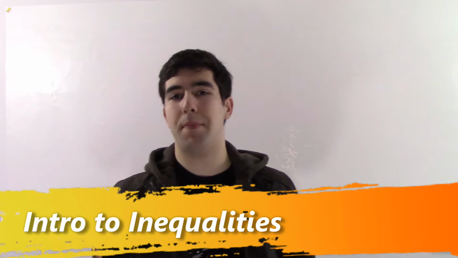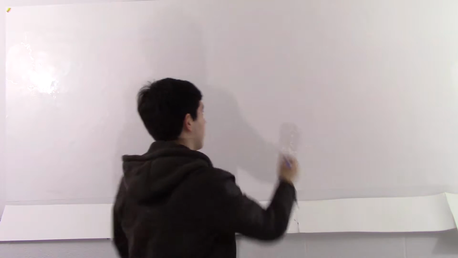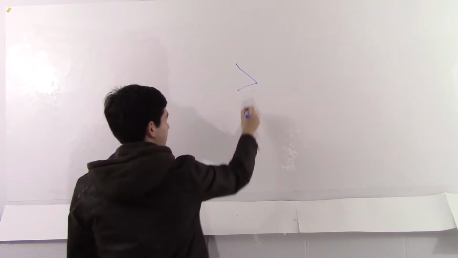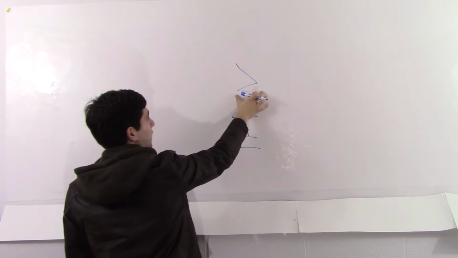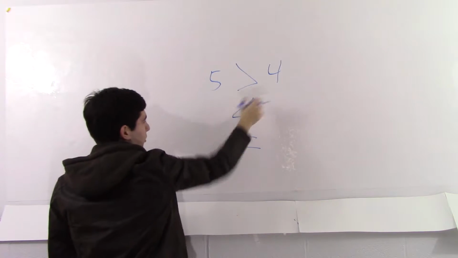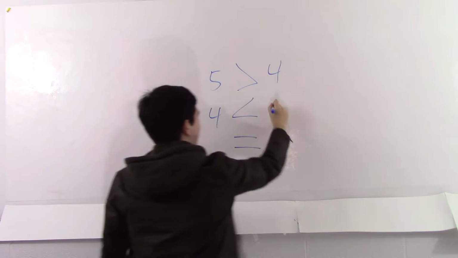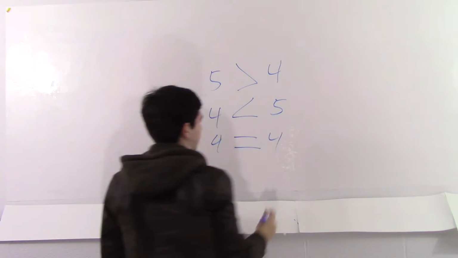So now that we have a basic idea of how equations work, we're going to want to move into more complex equations such as inequalities. Now we all learned what inequality symbols were back in like first grade. So we have greater than symbols, less than symbols, and equal to symbols. This would mean that for the greater than symbol, 5 is greater than 4 because it's more than 4. 4 is less than 5 because it's less than 5, and 4 equals 4 because they're the same value.